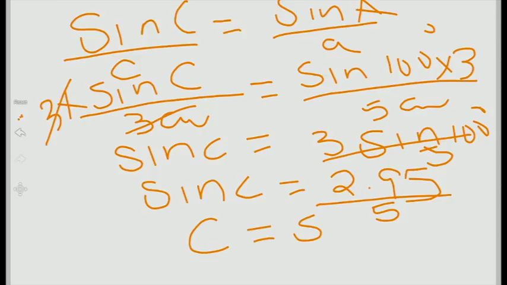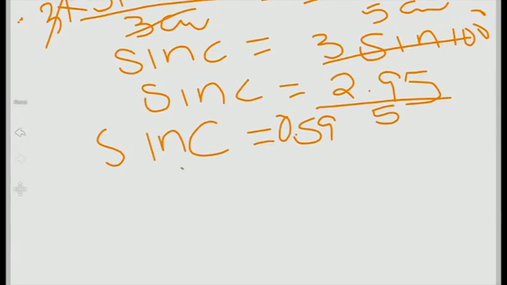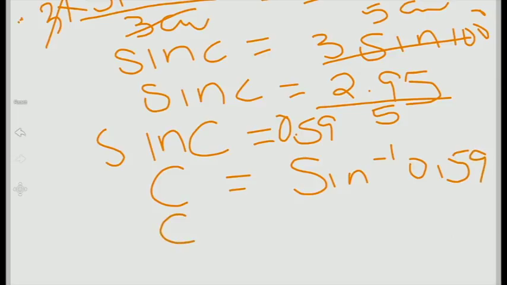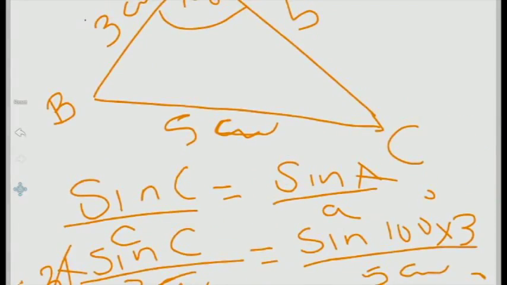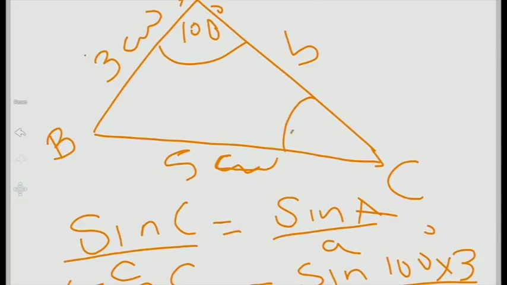So sine C is equal to 0.59, which means C is equal to the arcsine of 0.59, which means angle C is 36.2 degrees. Now we have angle C. This one is 36.2 degrees. And our triangle now has 2 angles.